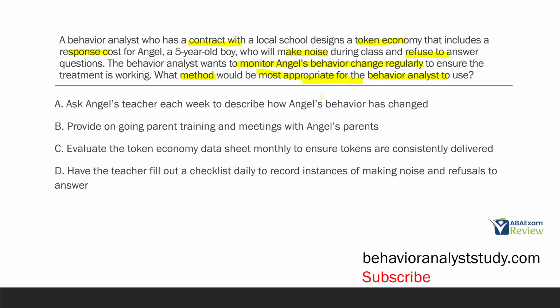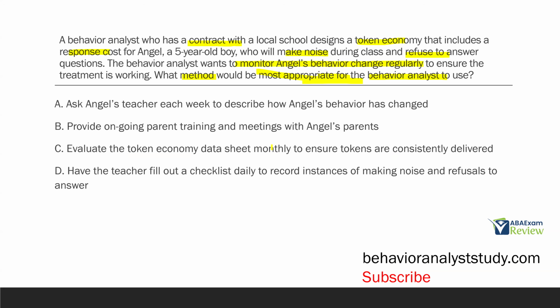B, provide ongoing parent training and meetings with Angel's parents. That might help, again, as an indirect strategy to notice any change that parents can see, but we're still not focused on what we're trying to do, which is the behavior change given the token economy and the response cost. We need something more direct. C, evaluate the token economy data sheet monthly to ensure tokens are consistently delivered. All right, C's closer. What's the problem with C?